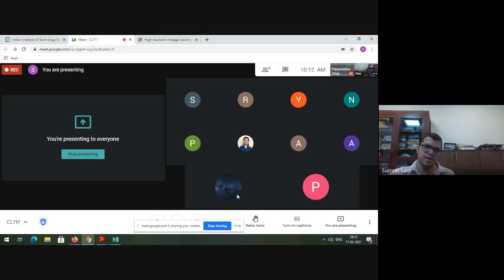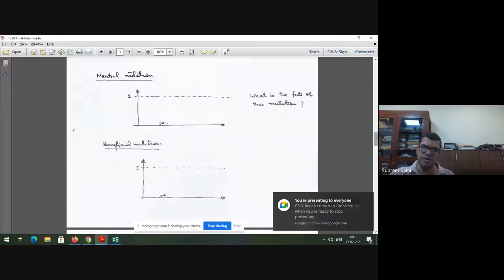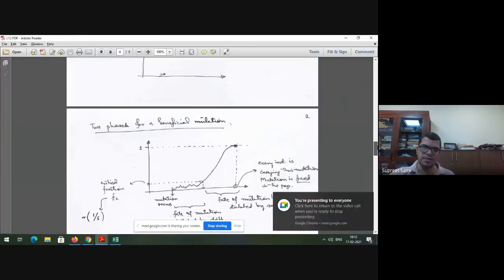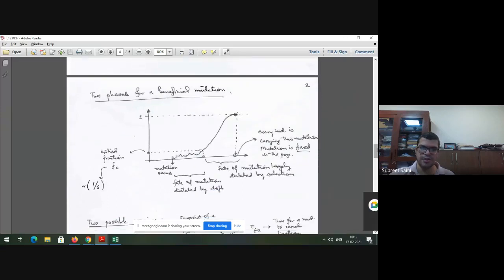Yes, Namrata, that was excellent. That's exactly how we perceive this. Right? Two phases for a beneficial mutation. So a beneficial mutation occurs at this particular point. This is a very dense figure with a lot of words. Let me explain this. A mutation occurs here, and at this point, the frequency of this particular mutant is 1 upon N. It's extremely susceptible to drift.